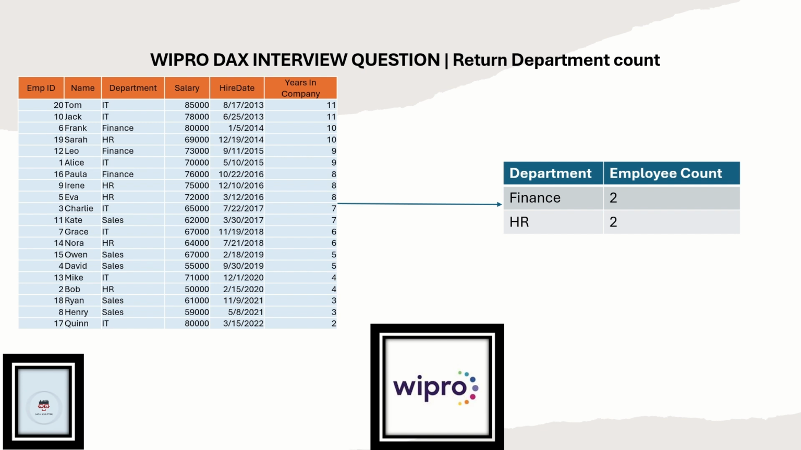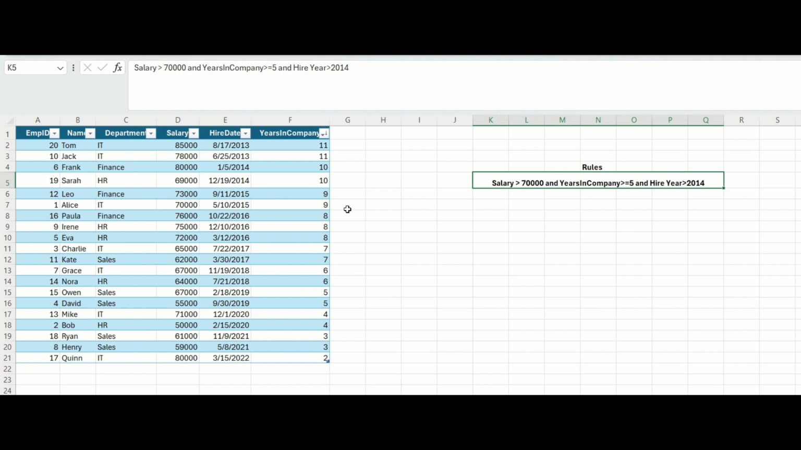So let's go to Power BI and see how to solve this. The conditions to be applied on this data: the salary should be greater than 70,000, the years in company field should be greater than or equal to 5, and the hire year should be after 2014. Once you filter the data with these conditions, you need to take the count of employees for each department. So now we need to write a DAX query that will show the department and the employee count.